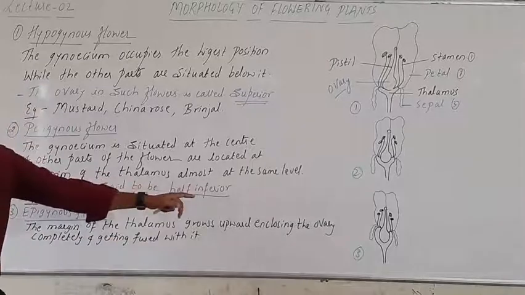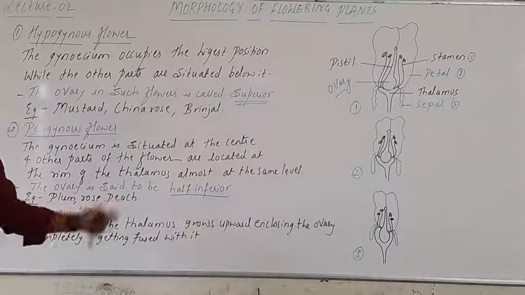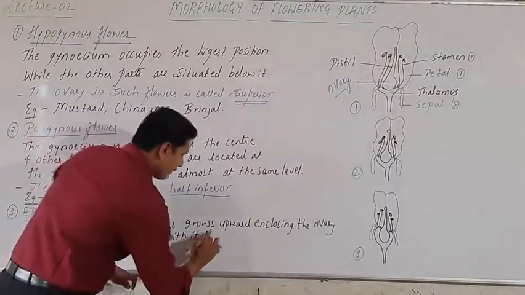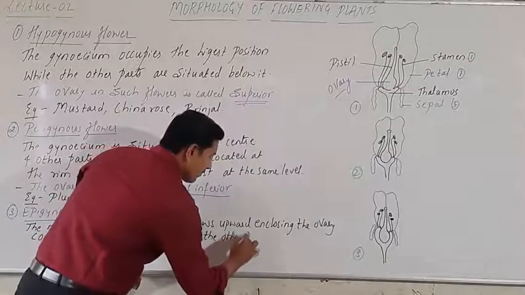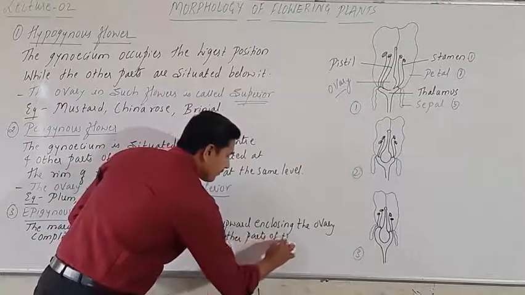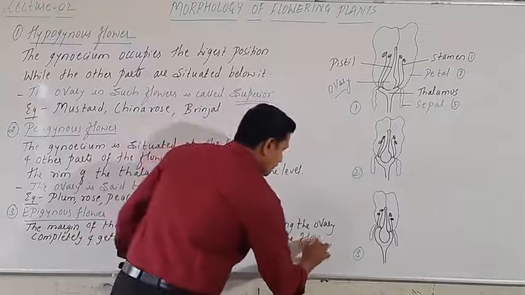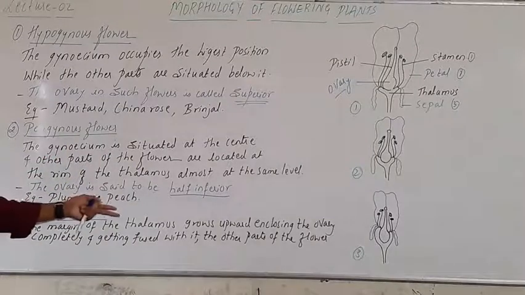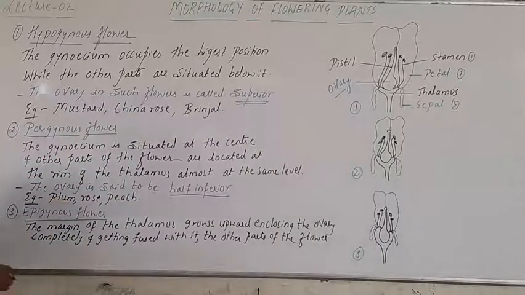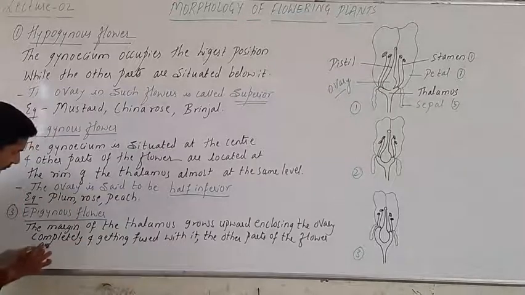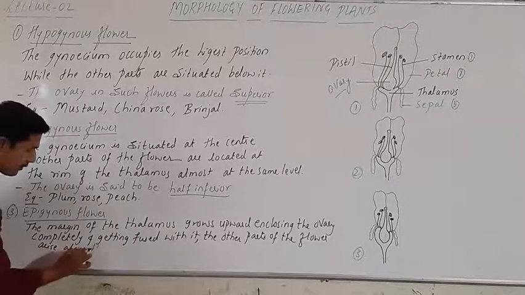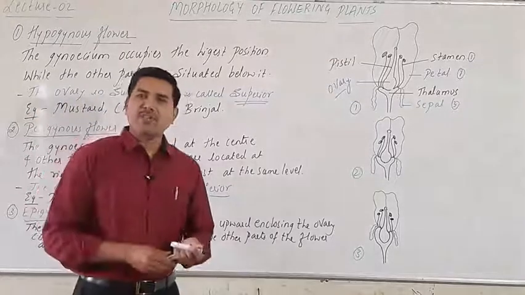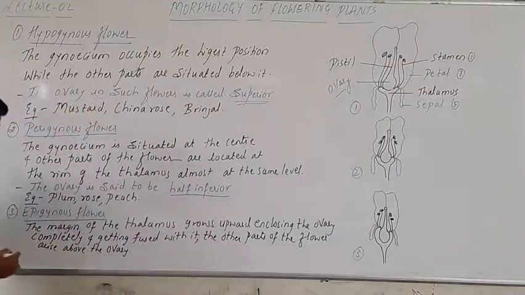So look at the diagram there. So how is it fused? It is fused with it. The other parts of the flower arise above this ovary. So here the other parts of the flower arise above the ovary. Okay. Then such type of ovary is called what? Inferior ovary. So write the next statement.